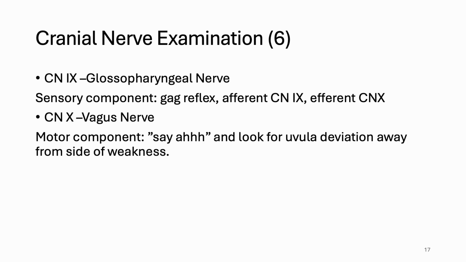The next 2 cranial nerves are cranial nerve 9, the glossopharyngeal nerve, and cranial nerve 10, the vagus nerve. To assess the sensory component of cranial nerve 9, you will perform a gag reflex on both sides of the pharynx. This is because the afferent component of this reflex is innervated by cranial nerve 9 and the efferent component of this reflex is by cranial nerve 10. To assess the motor component of the vagus nerve, you could ask the patient to say "ah" and look for uvular deviation away from the site of weakness.